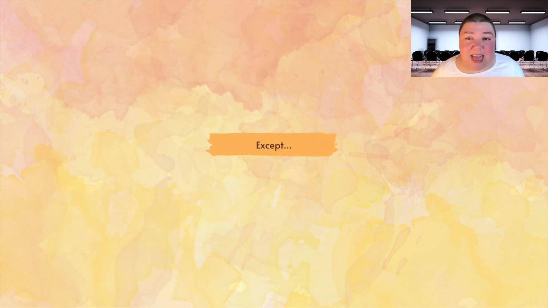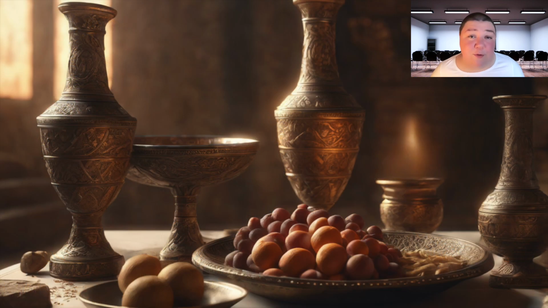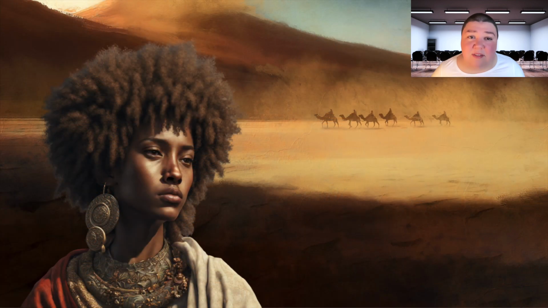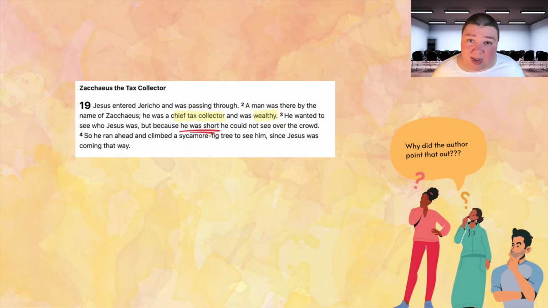Except sometimes we do find a detail here and there, don't we? The author, in his brevity, suddenly, quite oddly, takes the time to mention what sort of tree King Saul is sitting under, or the type of food someone is eating. A little comment about a character's appearance, leading us to ask, well, why did the author feel the need to point that out? Why did he put that in there?